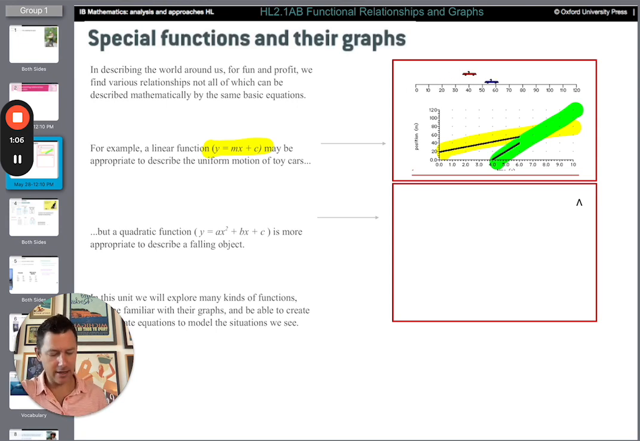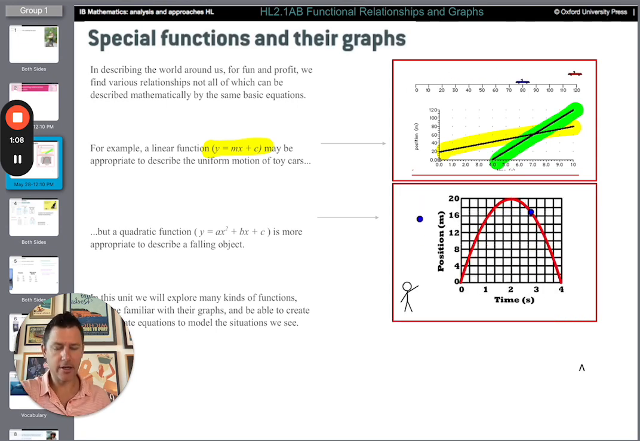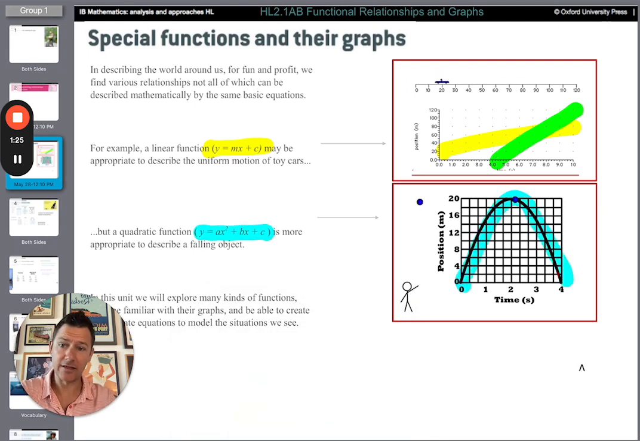But maybe that's not appropriate for throwing something up in the air, because that's not a linear motion. It slows down at the top and then reaccelerates coming back down, and so its graph looks a little bit different, and so we have to use a different function, quadratic, to describe that.